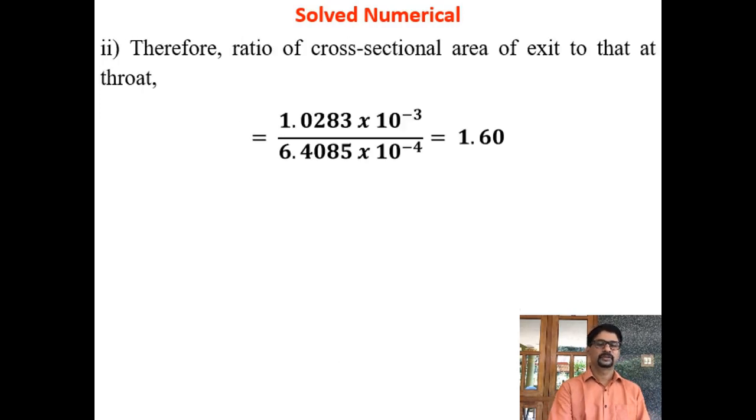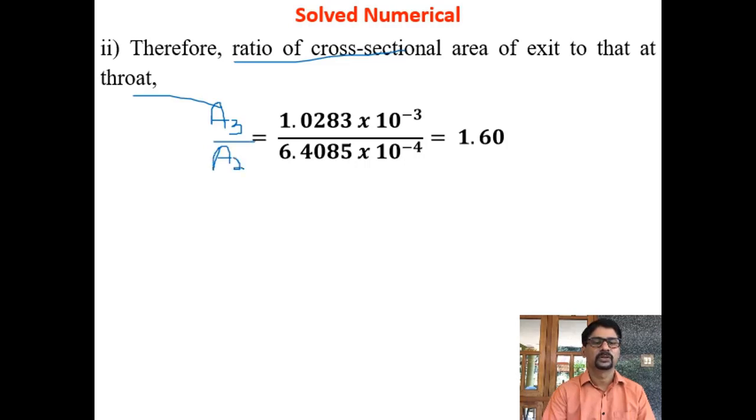Now let us find our required answer, that is the ratio of the cross section area at exit to that of throat. So it is A3 by A2, because it is exit to that of throat, so let me write that. Okay, that is missing, so let me include that. 1.0283 × 10⁻³ divided by 6.4085 × 10⁻⁴, so you'll get 1.60. So this is how you have to calculate the ratio of the cross section areas at the two sections.